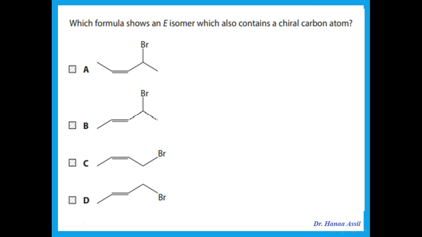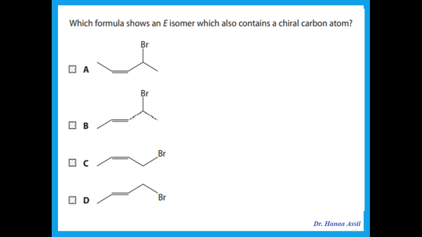Which formula shows an E isomer that also contains a chiral carbon? Well, we said E isomer means what? E means trans, meaning the groups on both sides of the double bond that have the higher molecular mass are on the same side of the double bond. Are we following? Now, chiral means it should have a carbon attached to 4 different groups.